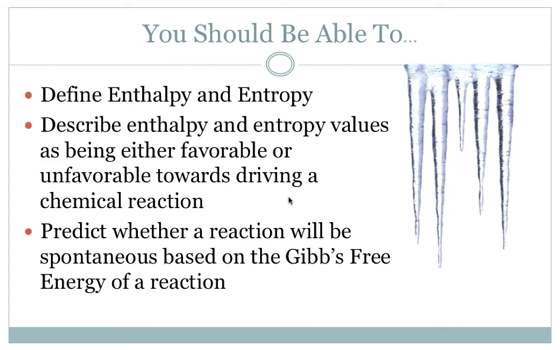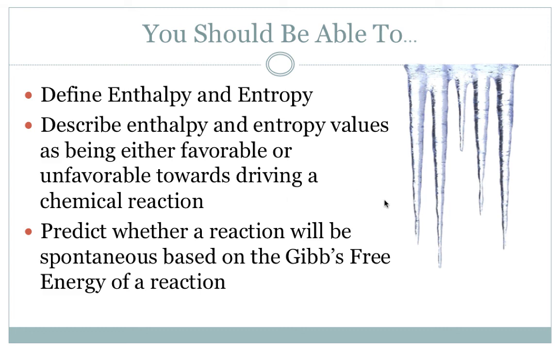At this point in time, you should be able to define the concept of enthalpy versus entropy. You should be able to describe enthalpy values and entropy values as either being favorable or unfavorable towards driving a chemical reaction. And then ultimately, you should be able to predict reaction spontaneity by combining that information into the Gibbs-free energy equation. You can do that either using the table or by actually doing some of the very simple mathematics.